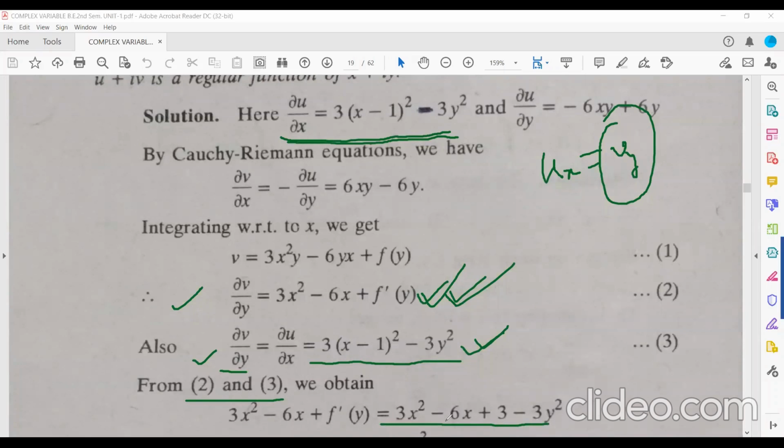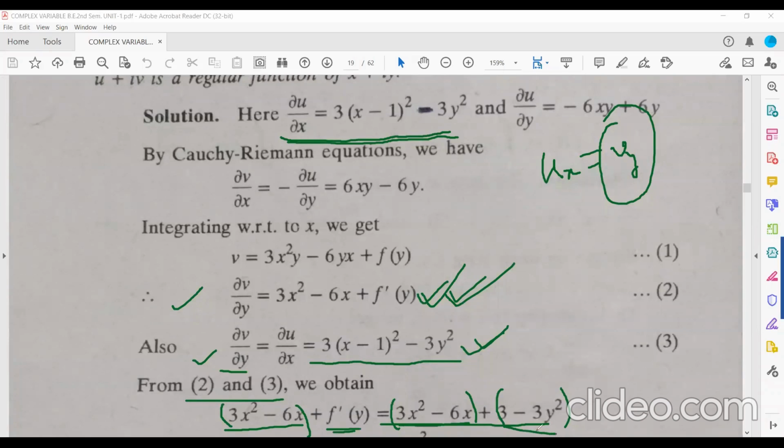Now see here, 3x square minus 6x plus 3 minus 3y square. So here the left side is 3x square minus 6x. If you compare both sides, 3x square minus 6x is equal to 3x square minus 6x here, plus f dash y is equal to what?